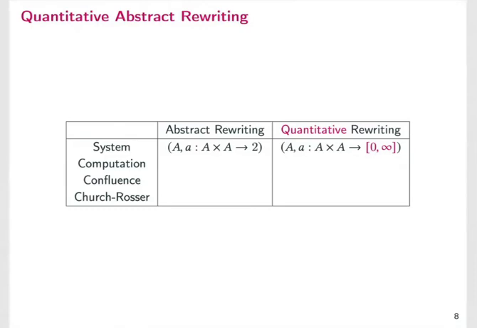And therefore, to come up with a quantitative refinement of that, you simply move to a kind of distance or matrix or quantitative relation in which you replace Boolean values, or truth values, with, for instance, non-negative extended reals or other numerical sets, if you like. Okay, that's easy. The interesting thing now is to understand what a computation is in these systems, what confluence, Church-Rosser, and so on and so forth are.